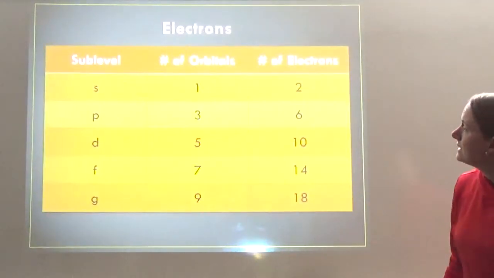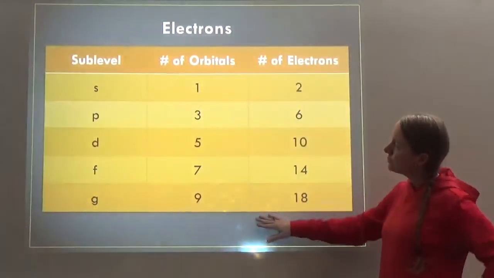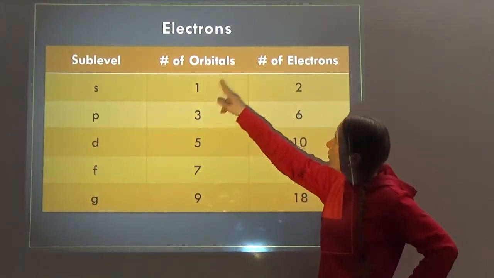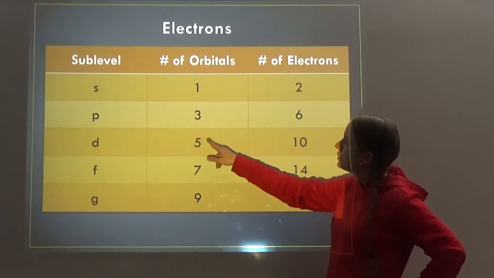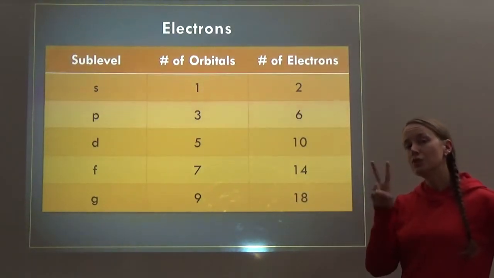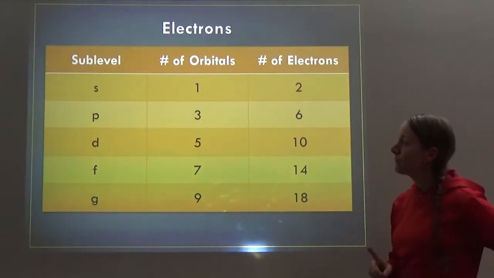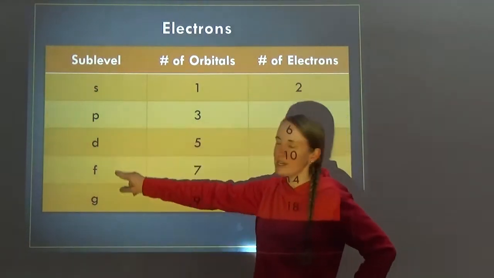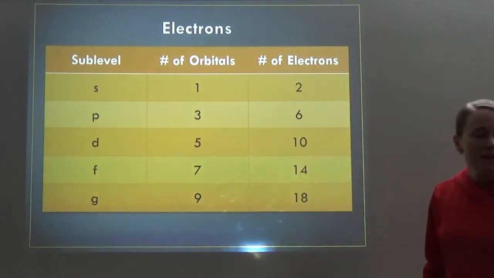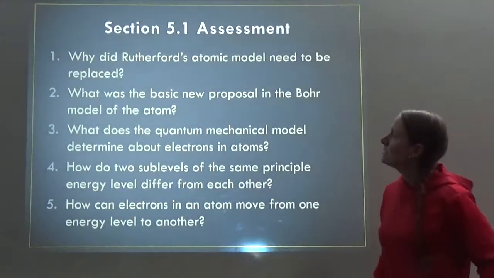So here's just a review of everything I just told you. So notice it just goes 1, 3, 5, 7, 9, and you always multiply your orbitals by 2 to get the number of electrons. Because remember, an orbital is like a queen-size bed, 2 people in 1 orbital. So you just got to remember the order, S, P, D, F, G. So maybe think of some sort of acronym to help you remember the order of that. All right, so let's knock out this section assessment.